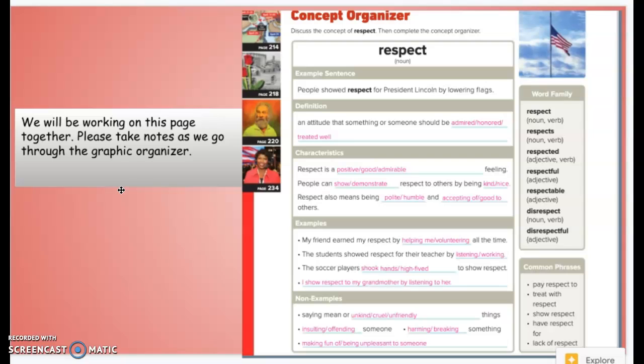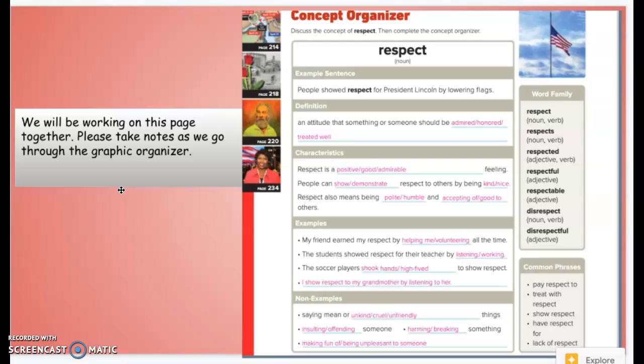So we've done the first definition where it says an attitude that something or someone should be admired, honored, or treated well. Now, if we look under the characteristics, we know that respect is a positive, good, or admirable feeling. People can show or demonstrate respect to others by being kind and nice. Respect also means being polite or humble and accepting of or good to others. Now let's look at the examples.